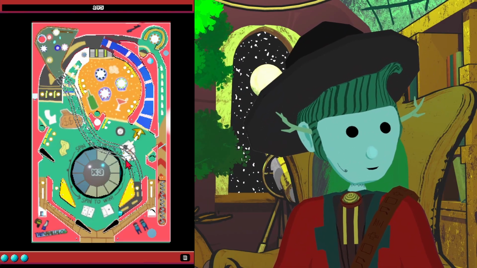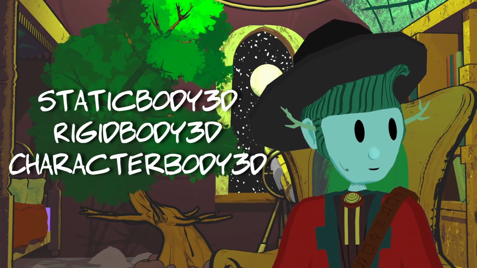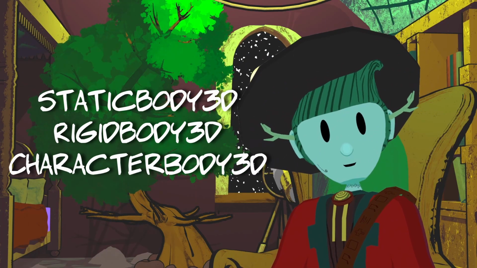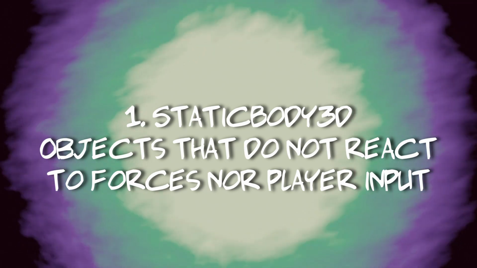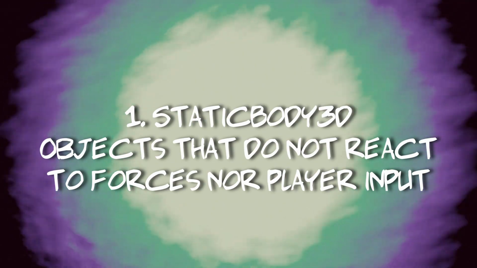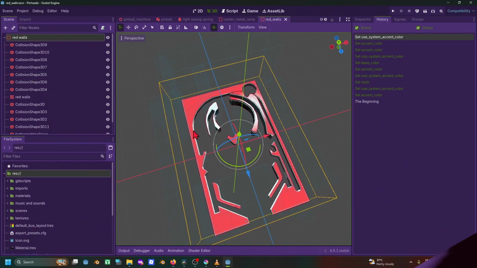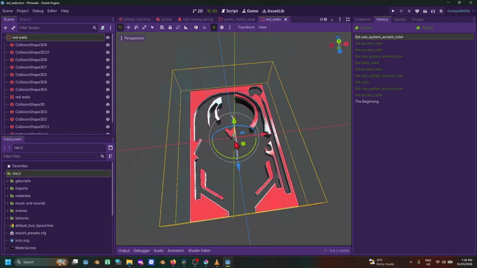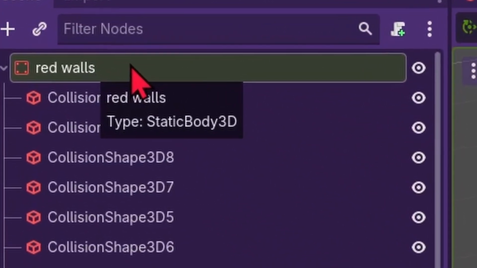How do I add physics in Godot? Well, Godot has 3 physics bodies that I can use to make everything in my scene. The first and most simplest one is the static body 3D node. These are immovable objects not affected by gravity that do not react to forces whatsoever. They basically function only as collisions to things that are actually going to be moving in your scene. These will be what the walls and floors of our pinball machine will be.